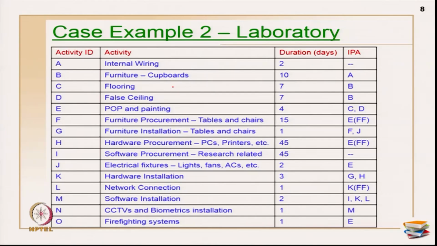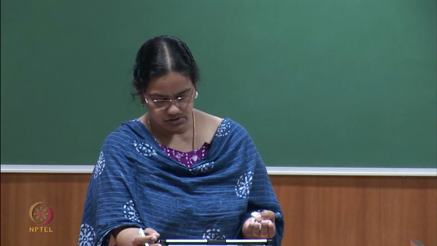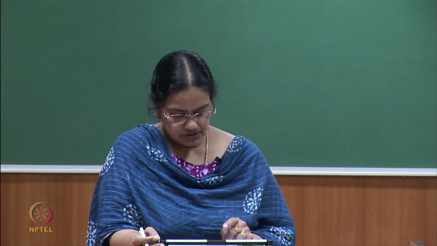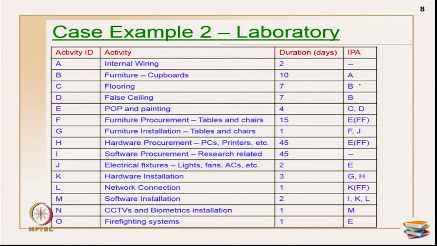So, after the wiring was done all along the room, then the cupboards were fixed, as planned. Then flooring was done, and simultaneously the false ceiling was also done, because they were not dependent on each other, and that could have been done in parallel. Then after finishing the flooring and false ceiling, in the remaining places POP and painting was done, which took 4 days.